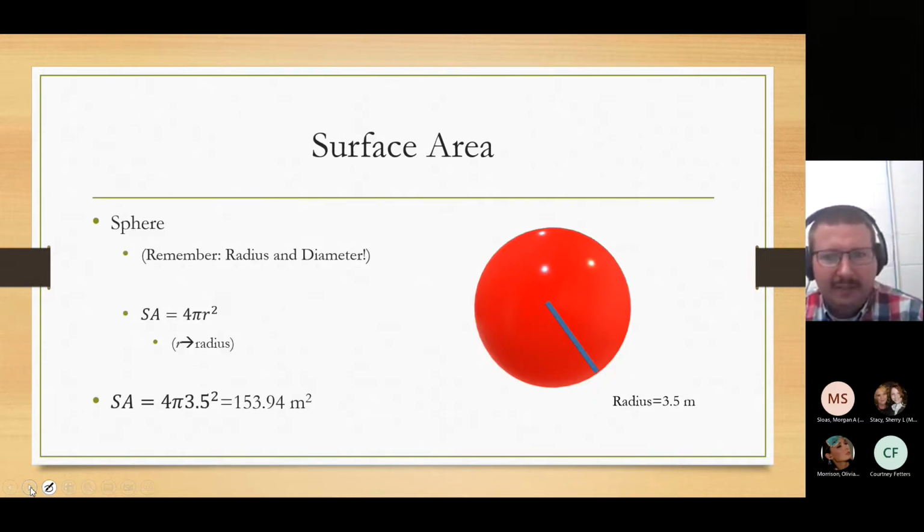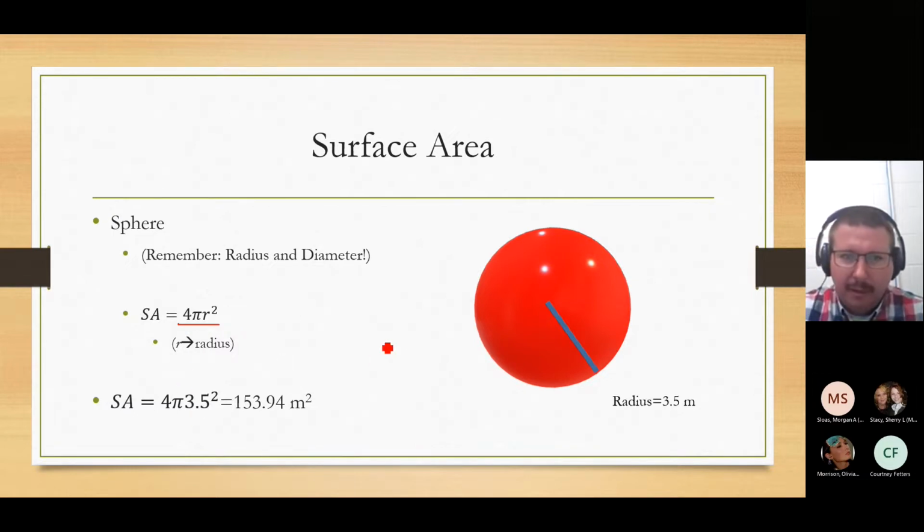Next one is for a sphere. Sphere is like a basketball, a softball. And we're still doing surface area. We're going to cover this basketball, whatever. We're going to make this bubble, if you will. And this is a formula that you do not have to memorize because they give it to you. You just got to know how to use it.